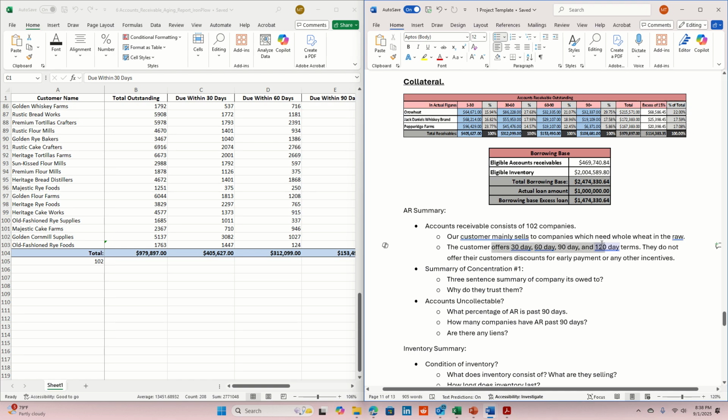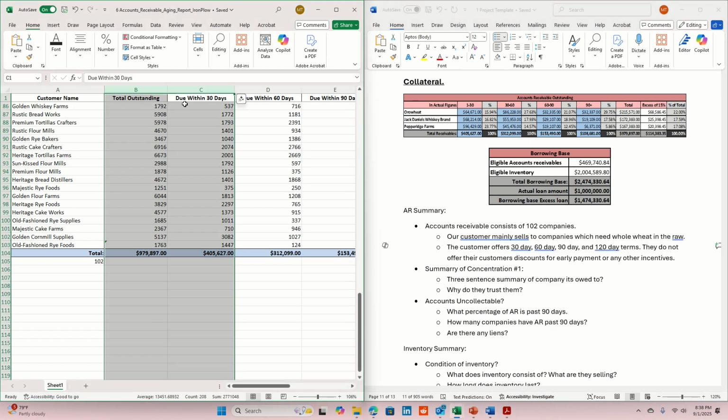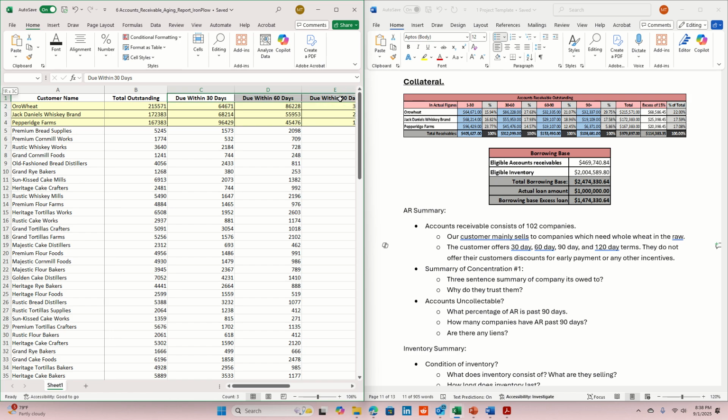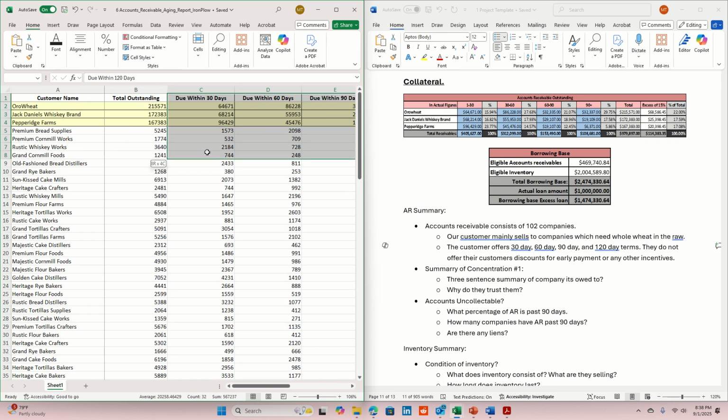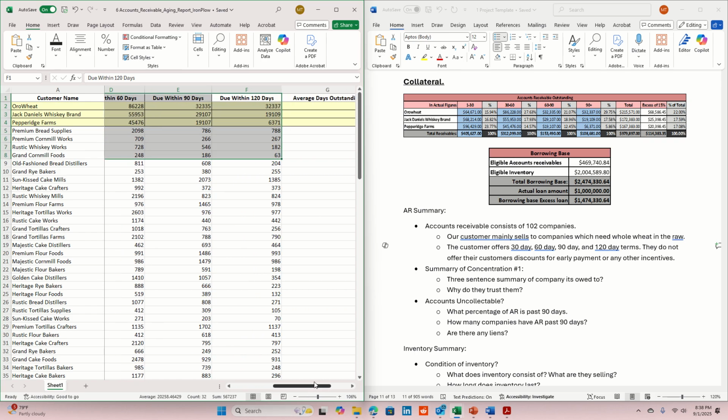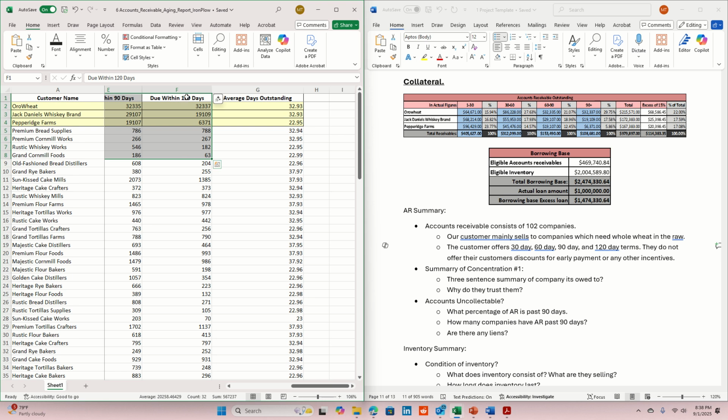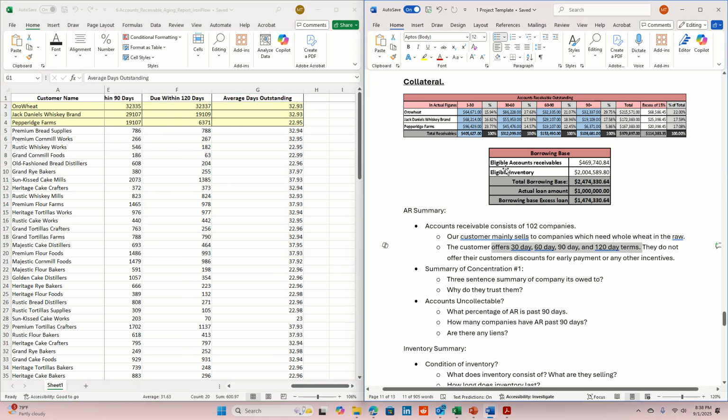And we came up with the terms. Remember, we came up with the terms because when we look at the AR aging report, we can see that they have terms for 30 days, 60 days, 90 days, and 120 days. These are their terms. Their customers can pay within this time frame. And we can accurately assume that any account passing 120 days is dropped off of the report and it's lumped into their uncollectible receivables.